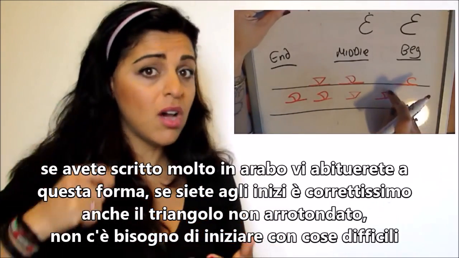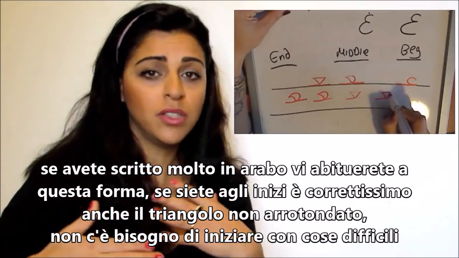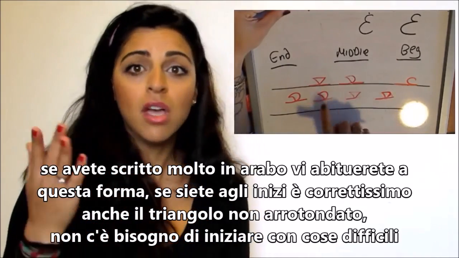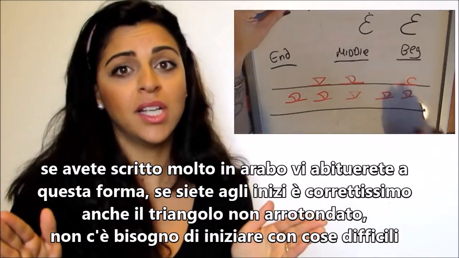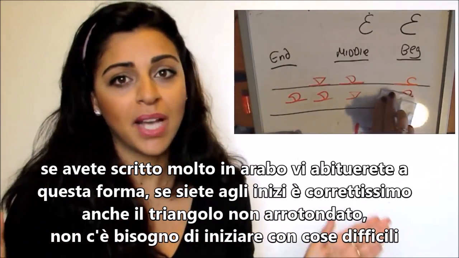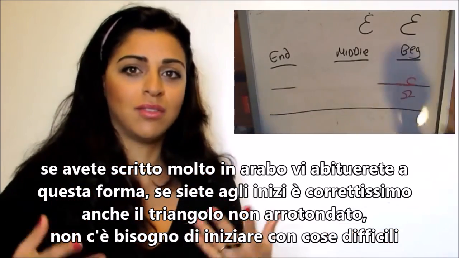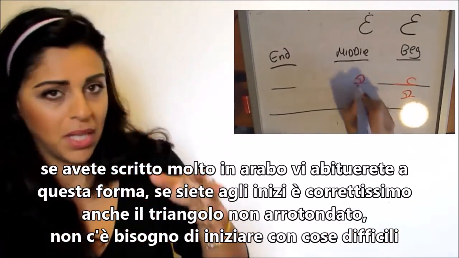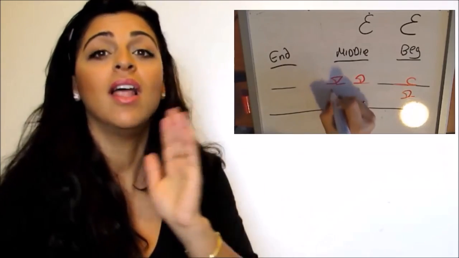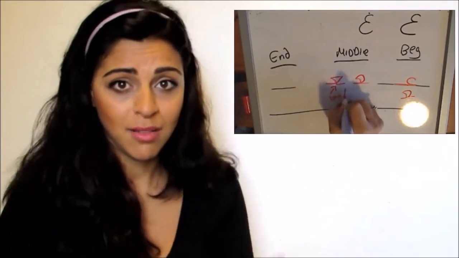If you have written a lot of Arabic, you get used to writing the ayn this way. But if you're still a beginner, an upside down triangle is perfectly acceptable and perfectly correct. So you don't need to start with the difficult stuff. You can just begin with the upside down triangle, and it is a perfect ayn in the middle.